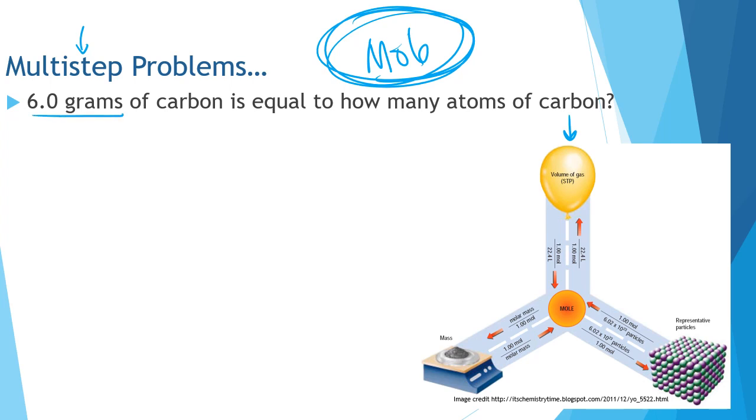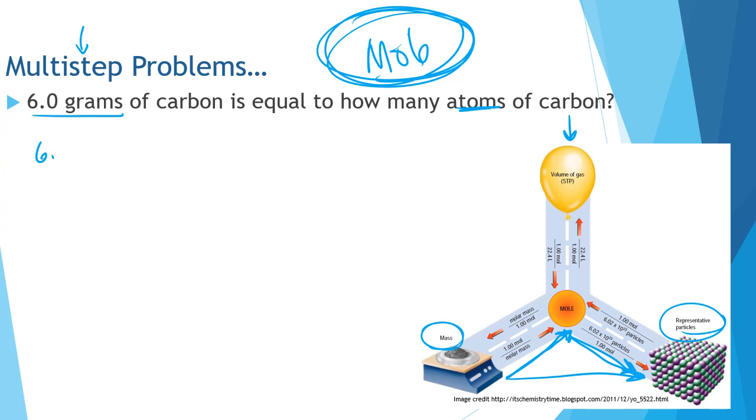So if I'm starting with grams, which is mass, and I want to figure out how many atoms there are. Atoms are particles, atoms, molecules over here. To go from mass to particles, I have to first convert to moles and then to particles. We always convert to moles and then to whatever else I want to find.